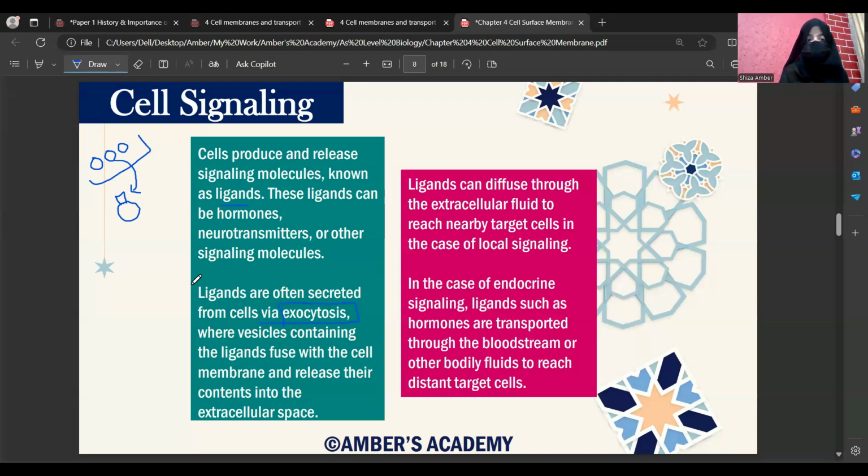contents into extracellular space. ये वाला part, if you're unable to understand right now, कोई बात नहीं, because exocytosis का पूरा subtopic we do have. ठीक है? Then ligands can diffuse through the extracellular fluid to reach nearby target cells in the case of local signaling. And in the case of endocrine signaling, ligands such as hormones are transported through the bloodstream. तो जो hormones होते हैं, they are transported via bloodstream.